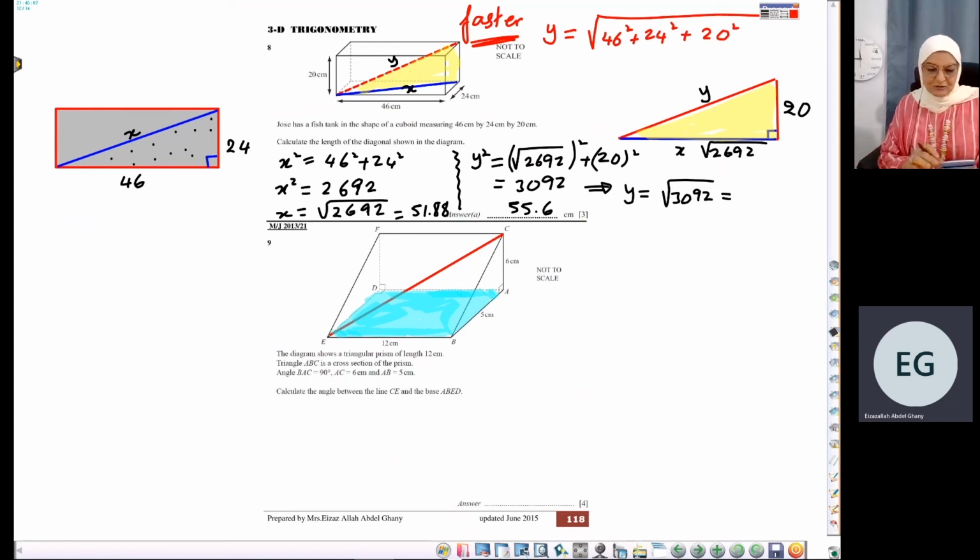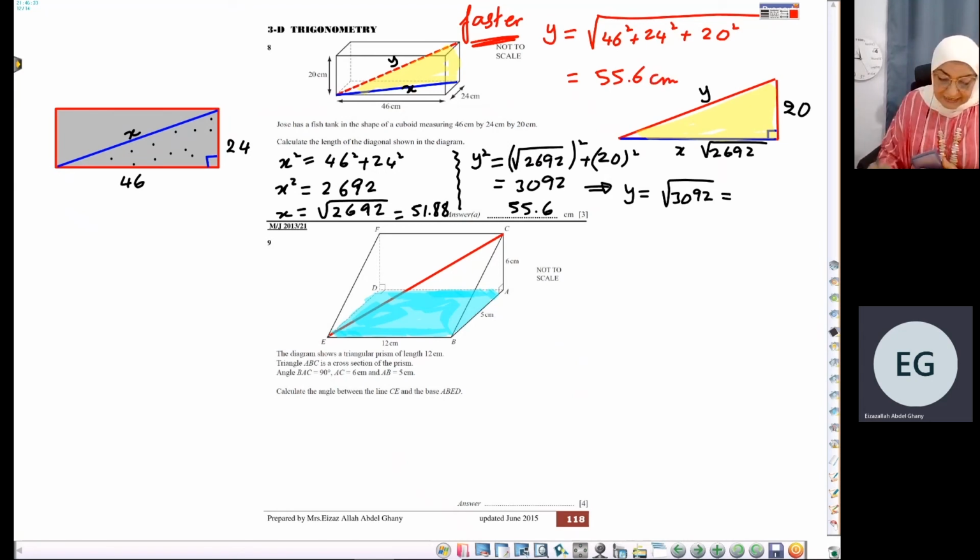Let's have the challenge. Yalla, let's go. 46 squared plus 24 squared plus 20 squared. And you find square root of this answer. It is the same. Is it magic? No, not magic. We did Pythagoras twice. It is simply doing Pythagoras twice.